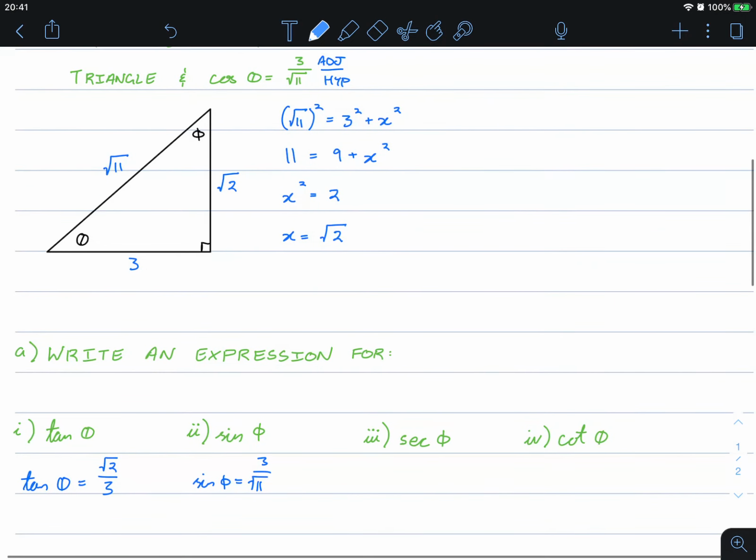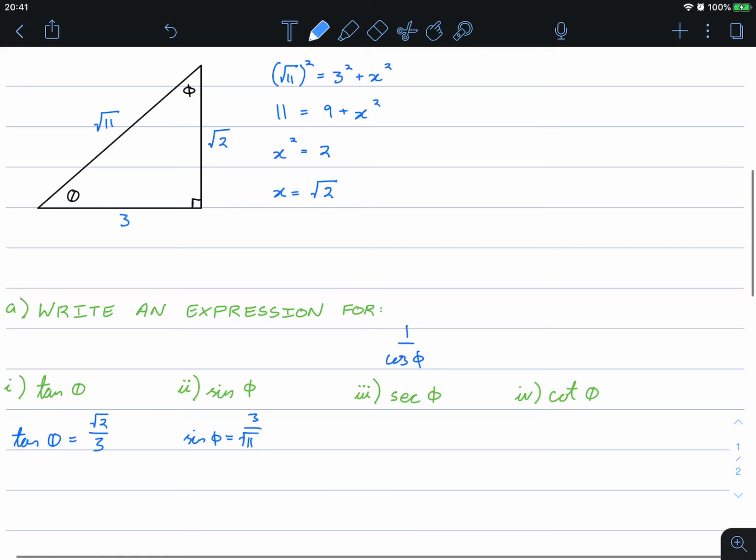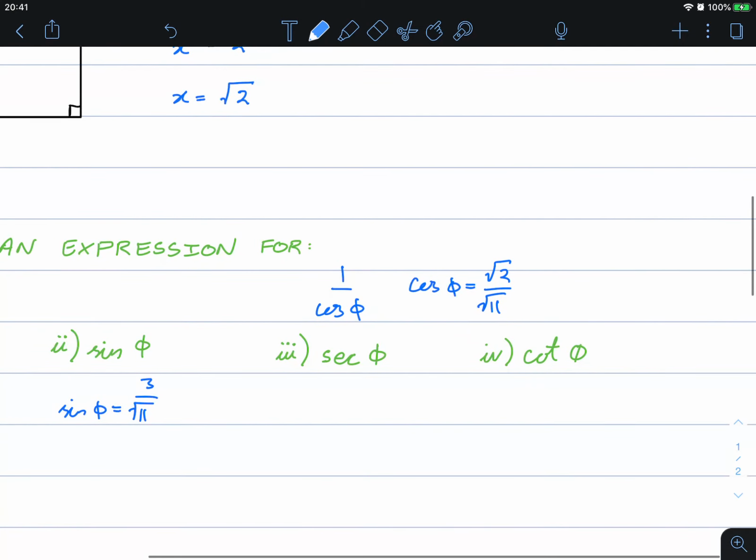Sec of phi, well, sec is 1 on cosine of phi, and cosine of phi, let's write this down, cosine of phi is root 2 on root 11. Well, sec of phi is the reciprocal of this, so let's write this down, sec of phi is root 11 on root 2.